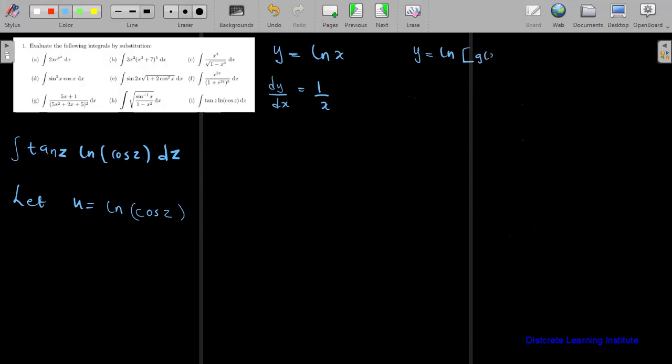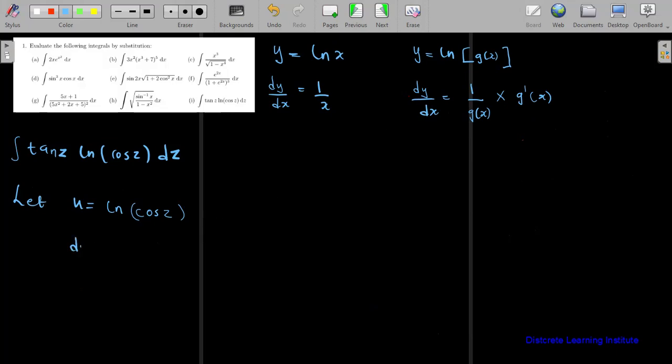But if I have a function y is equal to ln of another function g of x, again you use the chain rule. The dy/dx of that function is 1 over g of x, but don't forget to multiply by the derivative of the inner function, g prime of x. So this is a recap on the derivative of ln. That's what we're going to use here.